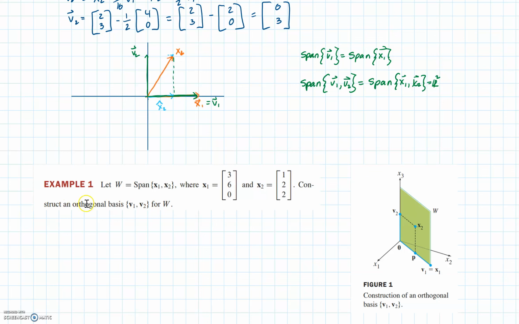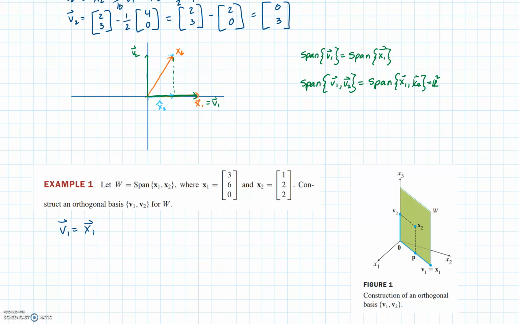We're going to construct an orthogonal basis, one that is orthogonal, and we're going to call it V1 and V2 for W. The construction is on the right here in figure 1. This is a construction of the orthogonal basis for W, but right now we're just going to look at the green in W. Here x1 is (3, 6, 0), and then this x2 point is (1, 2, 2).